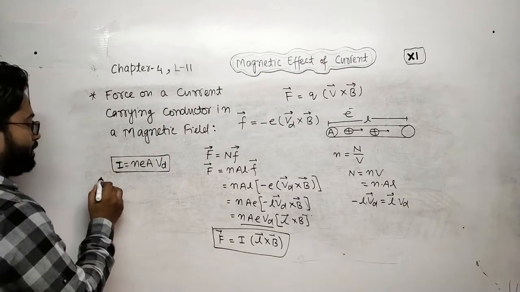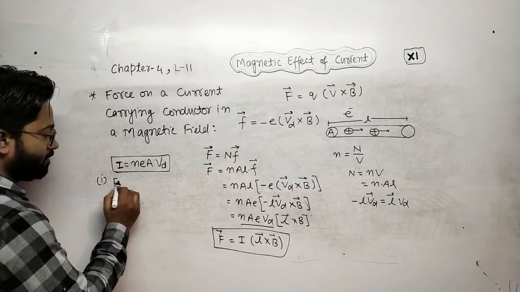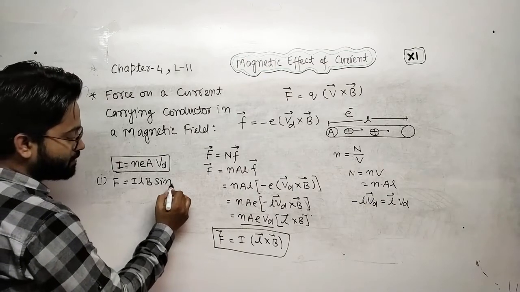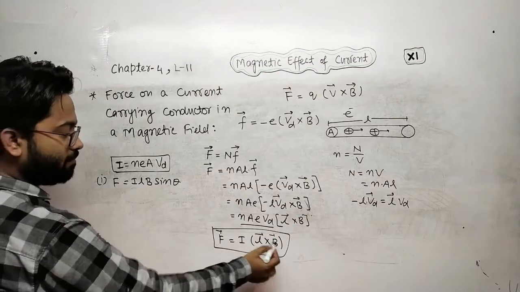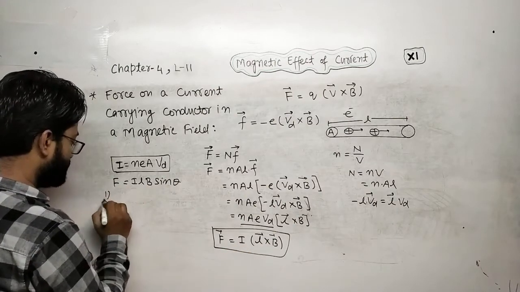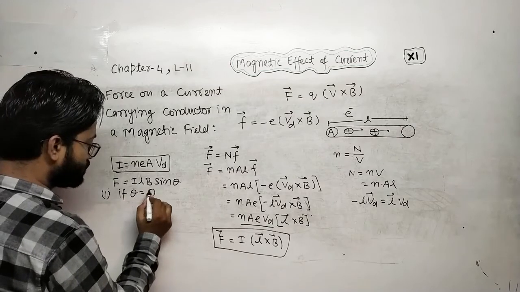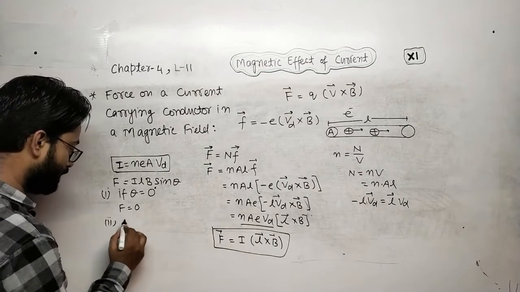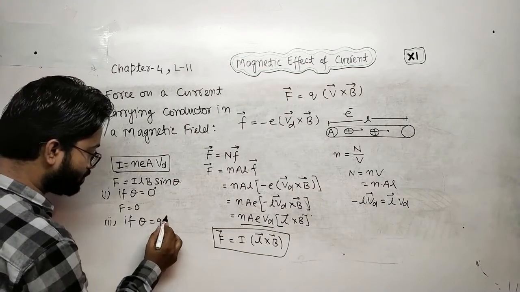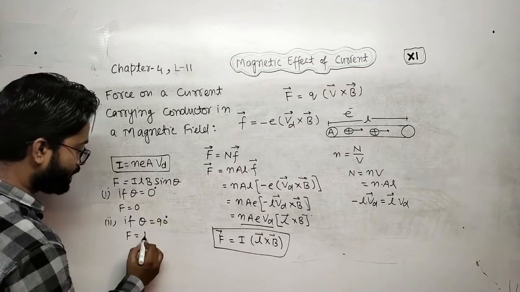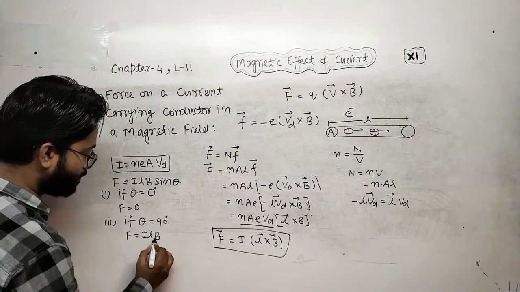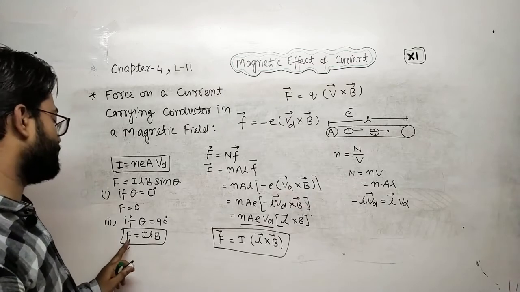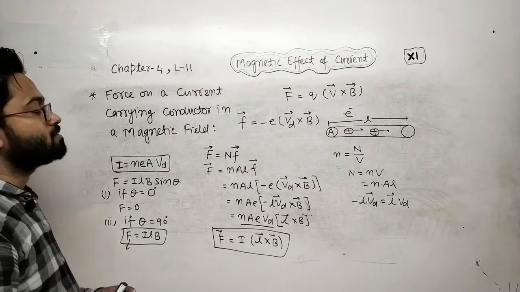There will be cases. If we talk about the magnitude, it is I L B sine theta. First case, if theta is equal to 0 degrees, the force will be 0 because sine 0 is 0. Second case, if theta is equal to 90 degrees, the force will be I L B, which is the maximum force.